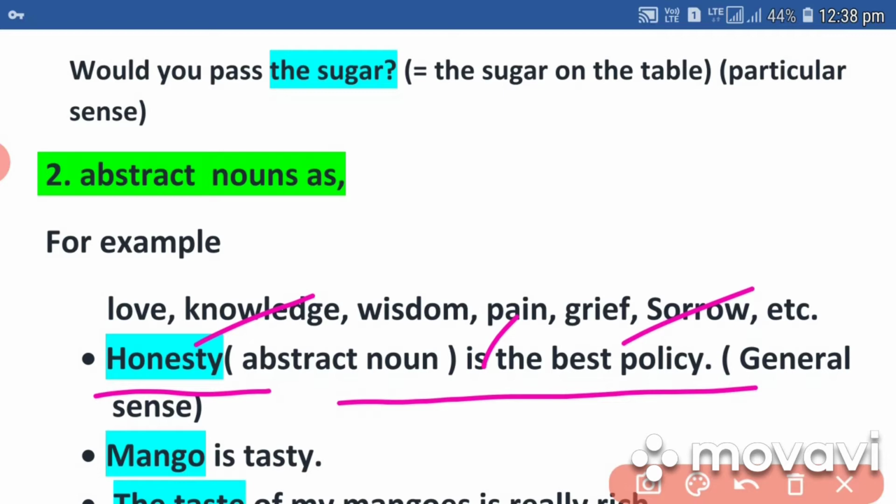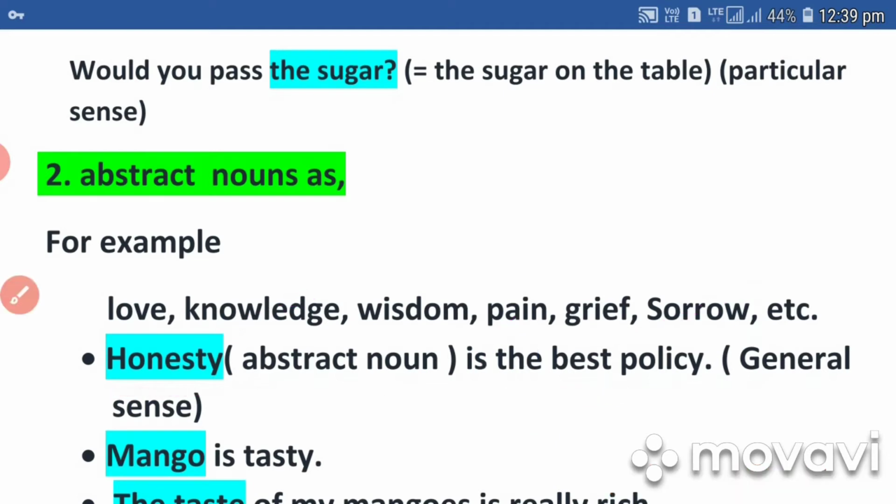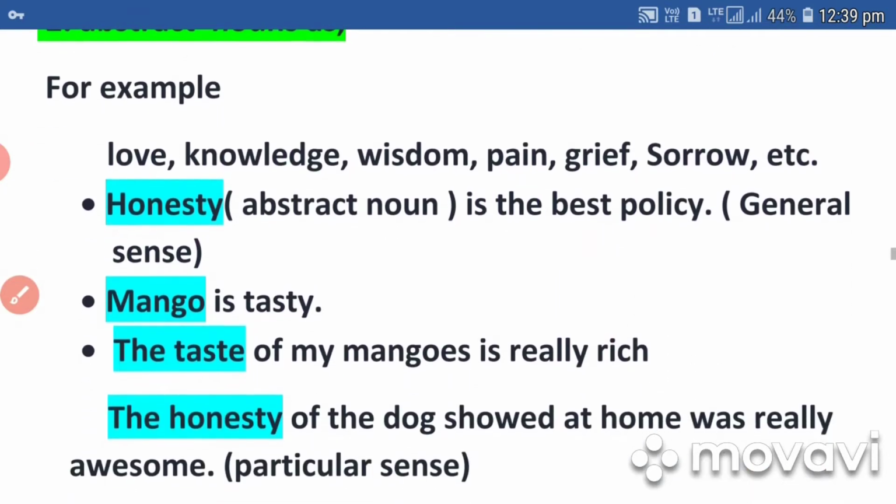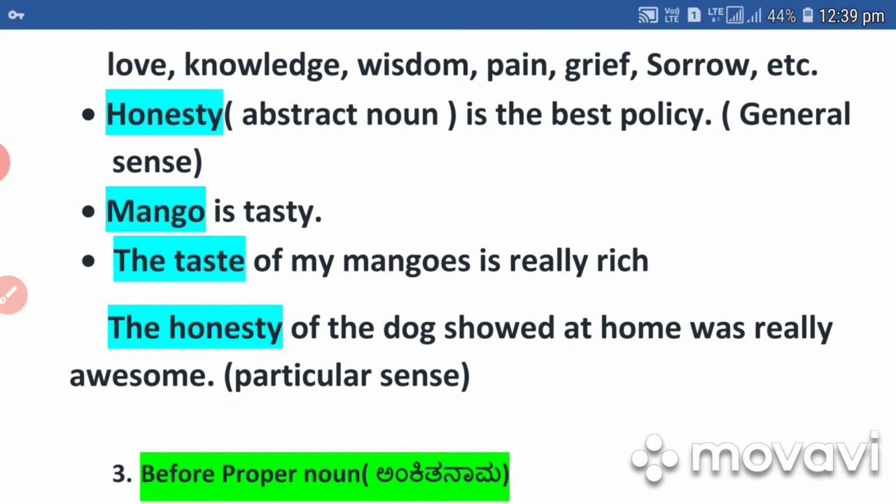But in particular sense, how do you find out the sentence is in particular sense? You can find some connecting linkers actually, like when, where, that, has, and third form verb. When the sentence has these words, you can definitely understand that it is particular sense. Okay, if you understand the type of sentence, it will be very easy for you to know where you have to write articles and where you have to skip articles. You have to understand.